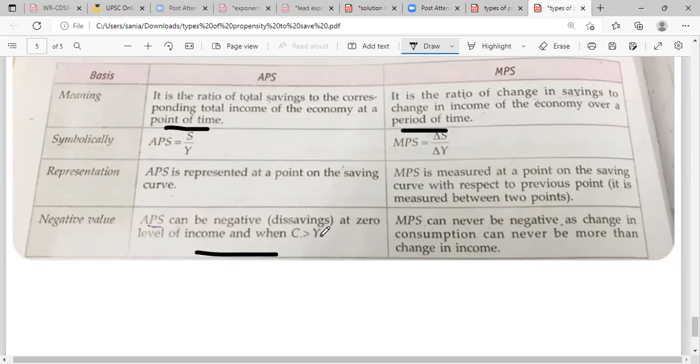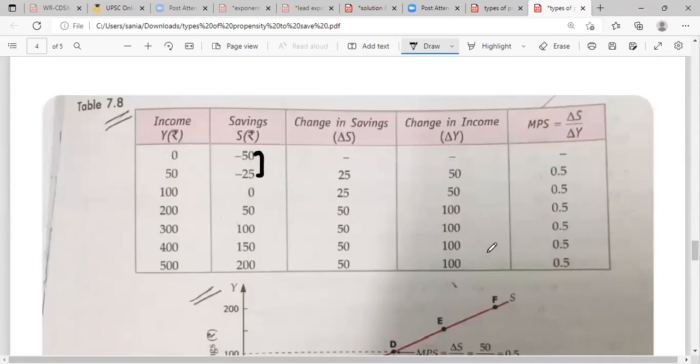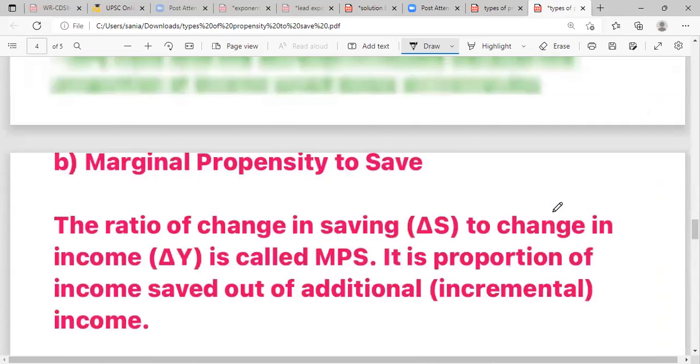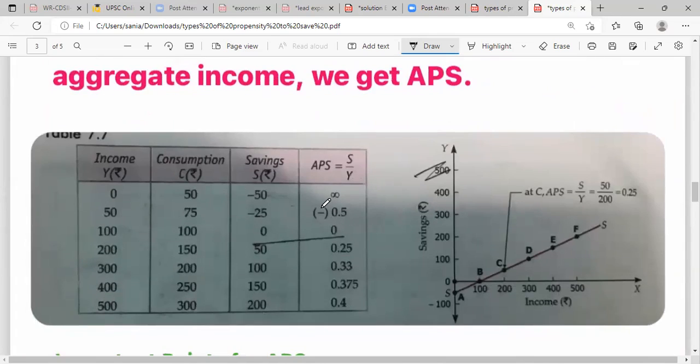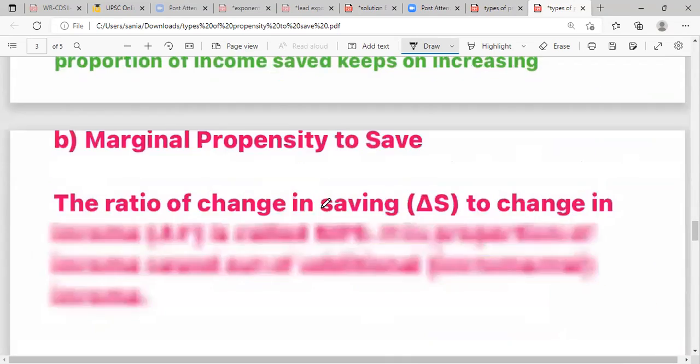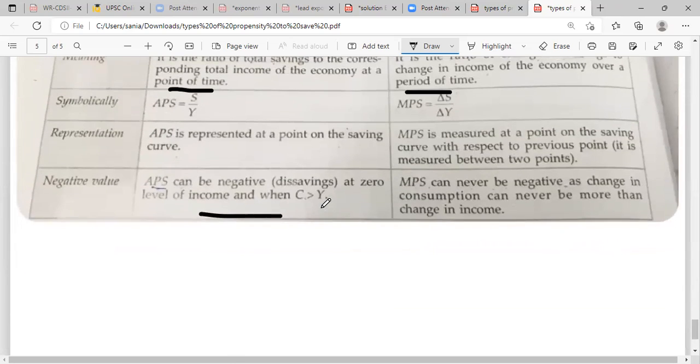And next, APS can be negative at zero level of income and when consumption is more than income. But MPS can never be negative, as change of consumption can never be more than the change in income. So MPS is never negative, right? But APS, we have seen that it can be negative. So APS can be negative, but MPS can never be negative. Clear?